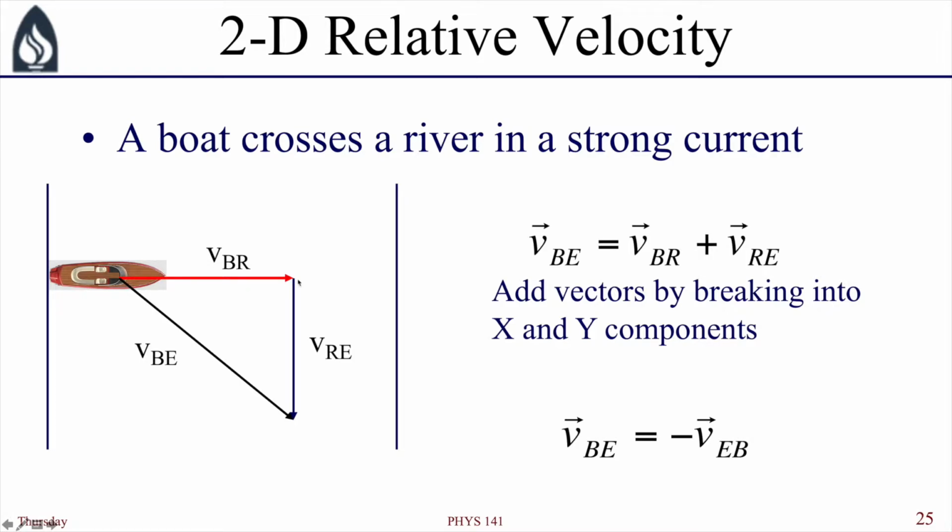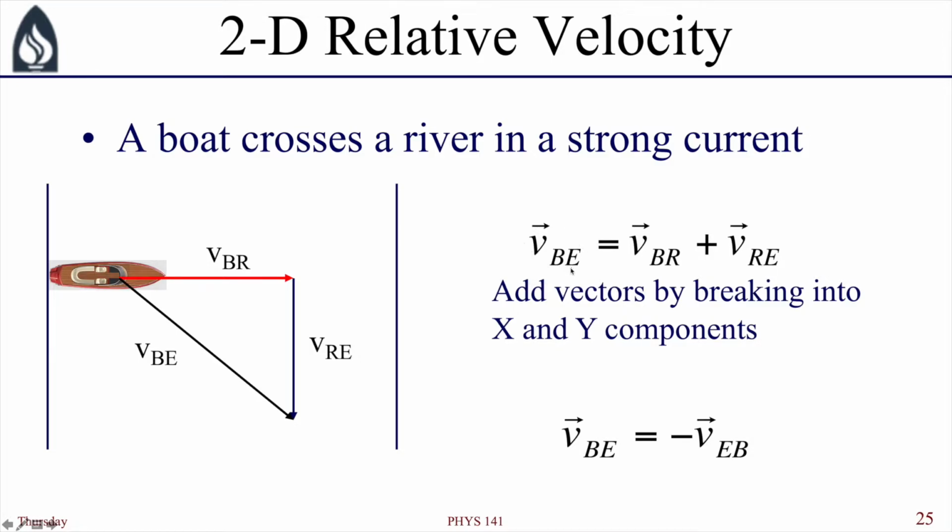If there's a current, then the velocity of the river with respect to the earth would be flowing from upstream to downstream, so in this direction. And when we add those two velocities together, we would get the actual velocity of the boat with respect to the earth. So this is the velocity that a person on the shore would measure. So what we want to find in this example is the velocity of the boat with respect to the earth.